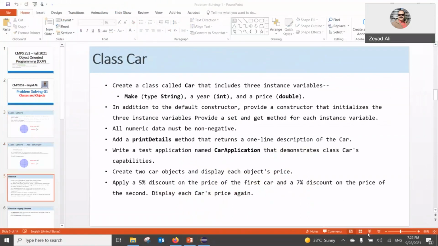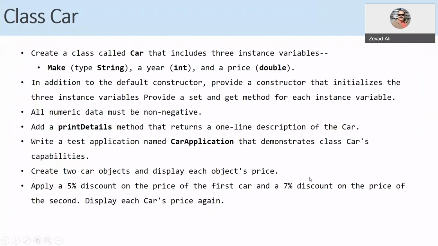Let's go to another one, which is a class car. Before we do the class car, let us see what are the attributes and the properties of the class car. First, create a class called car. Okay, good. That includes 3 instance variables: make, which is a string, year, which is integer, and price, which is double.